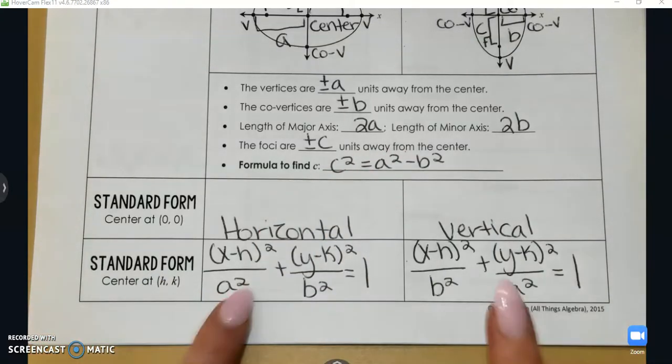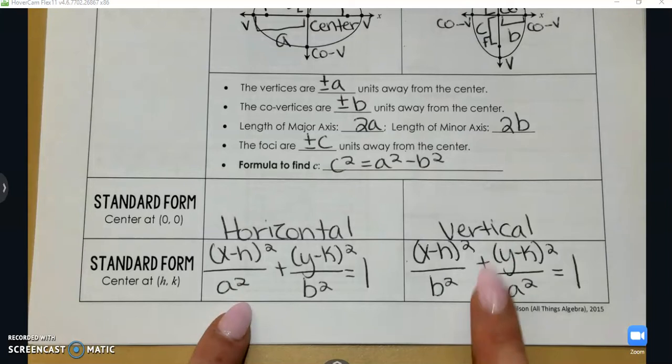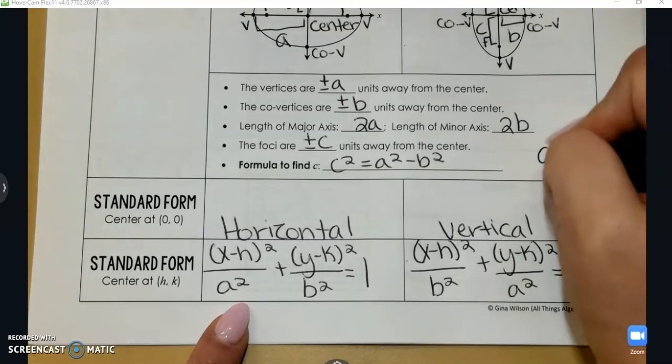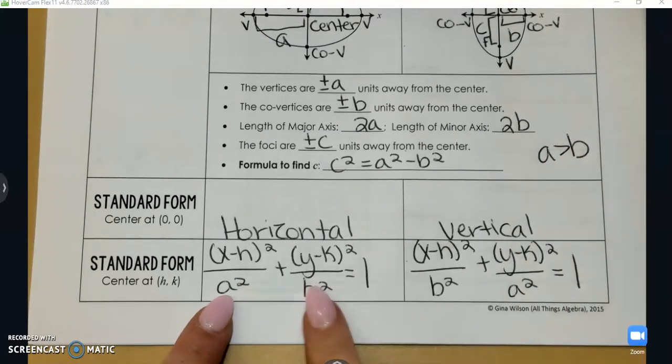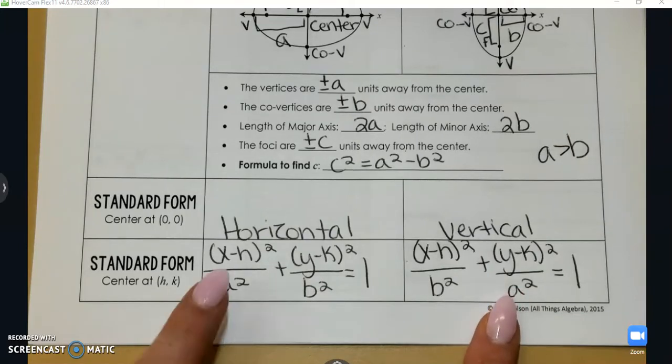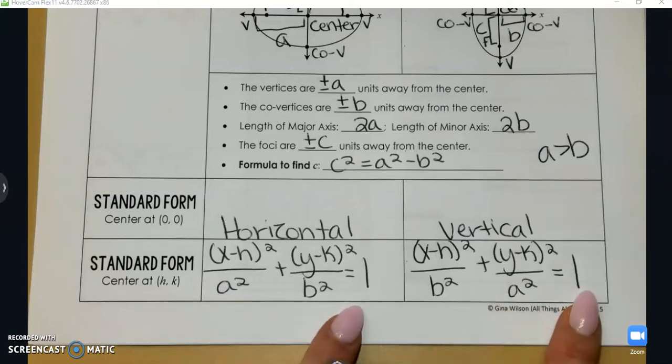Okay? And then here are the equations for a horizontal and vertical ellipse. A is always bigger than B. So when you're looking at where A squared and B squared are, A is always the larger one. So when it's larger underneath your X, it's horizontal. When it's larger underneath your Y, it's vertical. And this equation is always equal to 1. It's not like a circle where it changes based on the radius. We don't have a radius here. It's always going to be equal to 1.